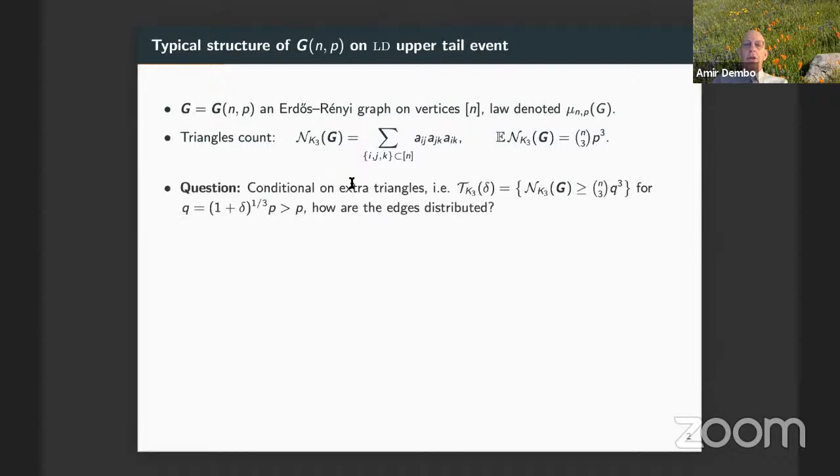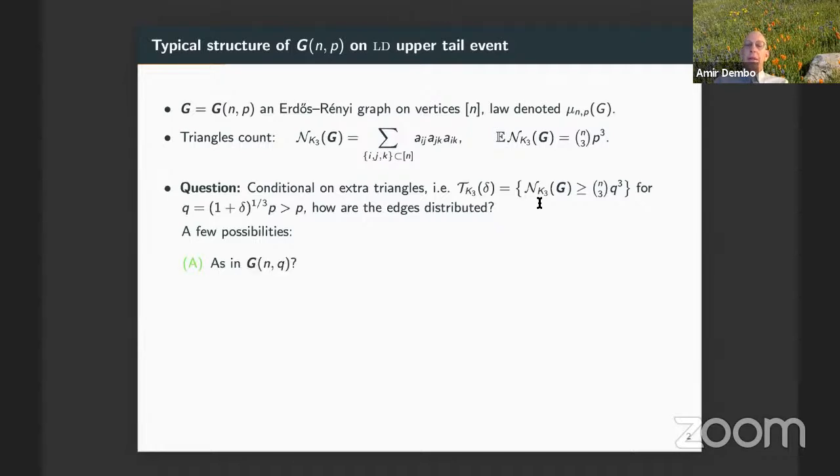So we want to condition on extra triangles, meaning the event tk3 of delta, that the number of copies of triangles in our random graph G exceeds a threshold, and we want to know how the edges are distributed, or what is the law of G conditioned on this event. There are many possibilities, but there are a few relatively simple yet striking ways to achieve the extra triangles, and I will go over 3 of them, and then later on we will see them appearing depending on the choice of the range of p.